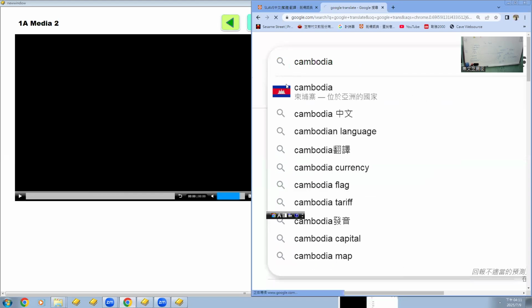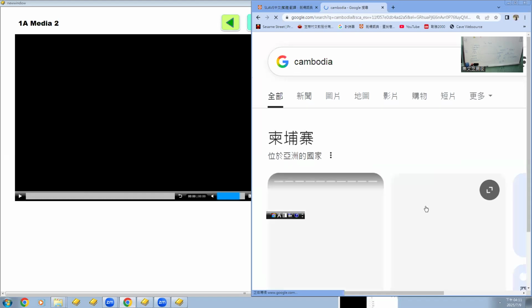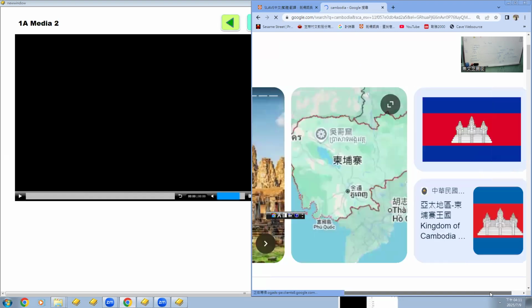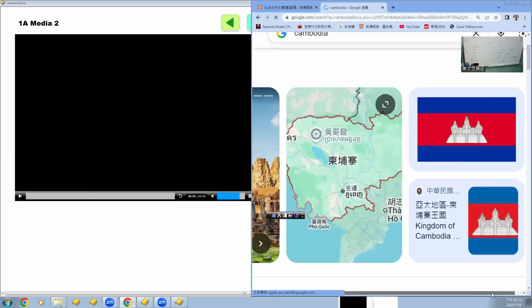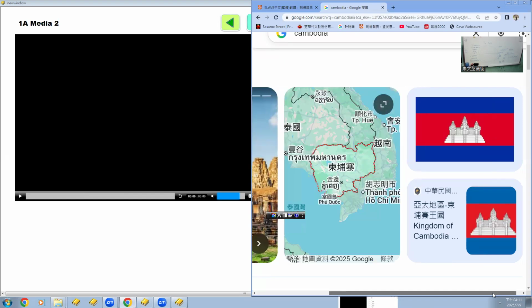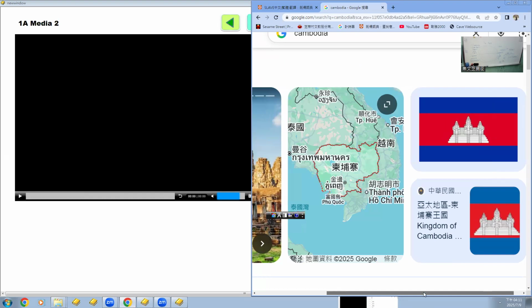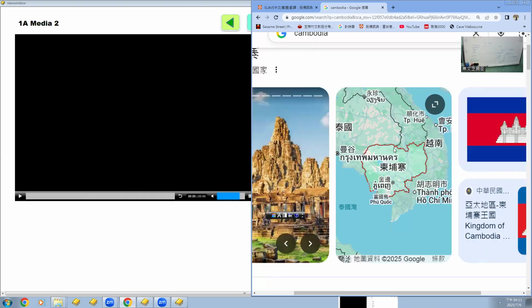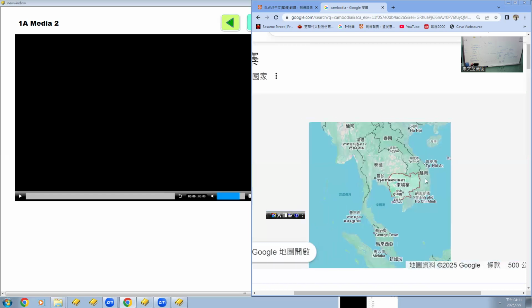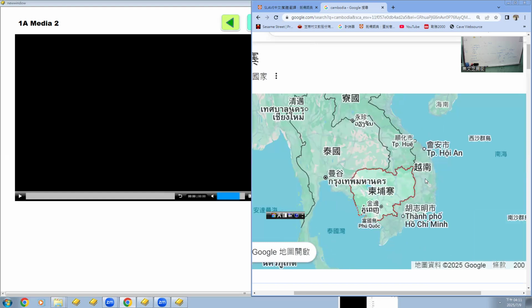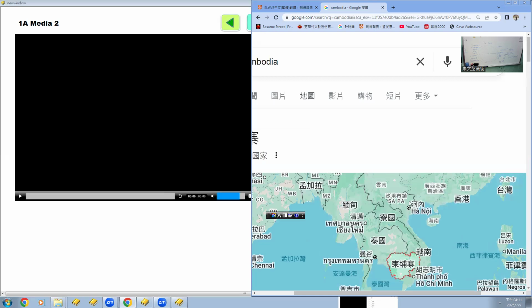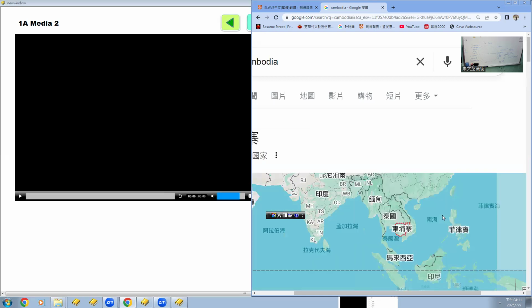No Chinese. So this is Cambodia. This is the flag of Cambodia. It looks terrible. But you don't know this country? If you will go to the Google. English, I think I need to talk to her. You cannot speak in Chinese. You should explain it in English.